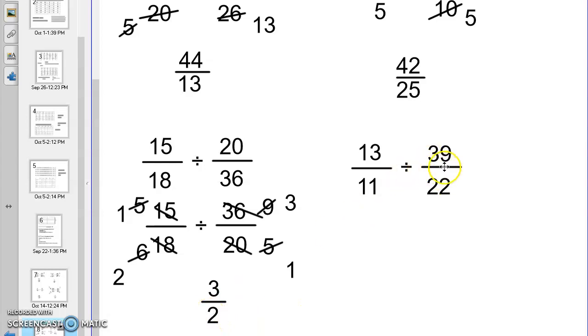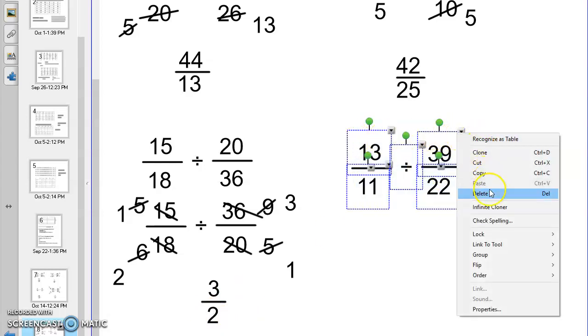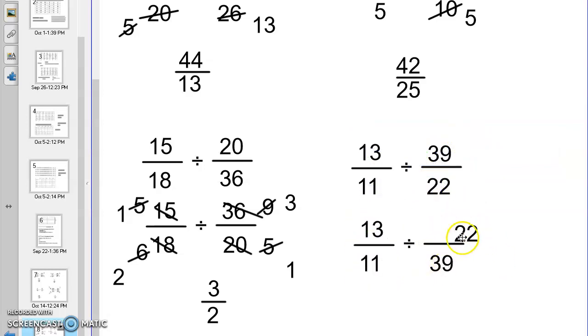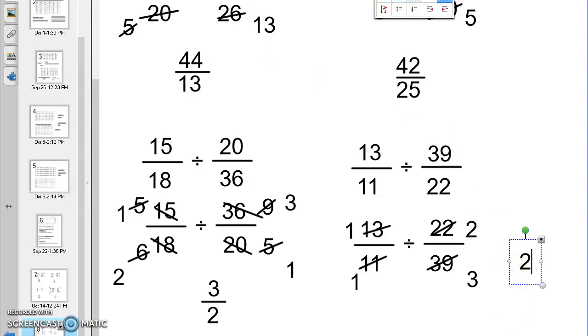And finally, flip this fraction. Nothing vertically can be done, but diagonally we can cancel on both spots. 11 goes into 11 once. 11 goes into 22 twice. 13 goes into 13 once. 13 goes into 39 3 times. 1 times 2 over 1 times 3. And I get an answer of 2/3. And that, my friends, is our review.